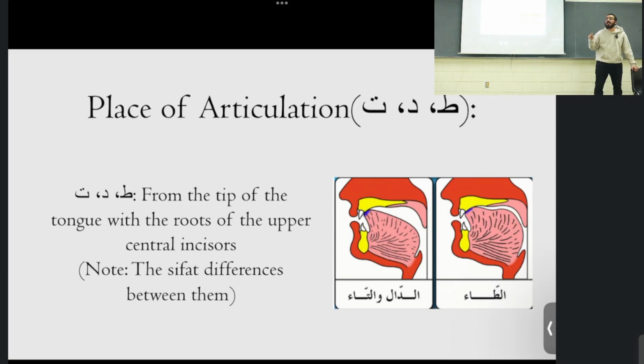Okay, who says there is a difference in the place of articulation? You raised your hand or no? Okay, 1, 2, 3, 4, 5, 6. Okay, who says it's the same place of articulation? Okay, 1, 2, 3, 4, 5. Okay, so the majority says it is different. And again, this is from me, but I'm going to explain.